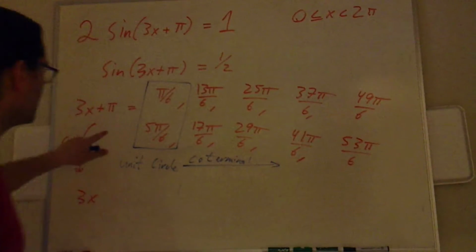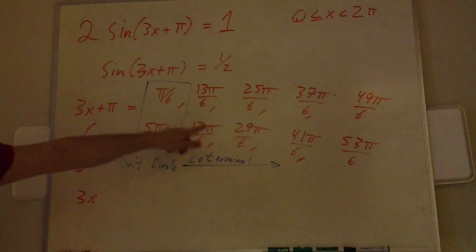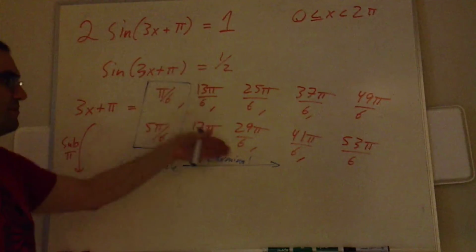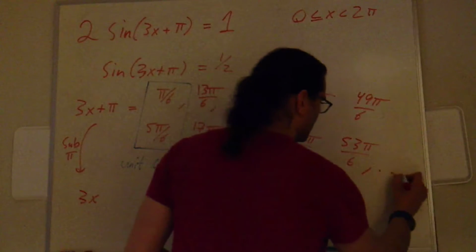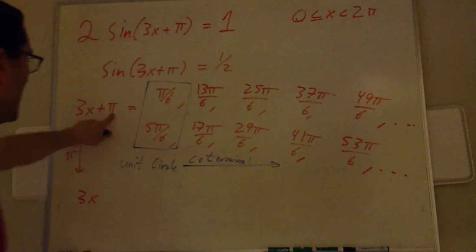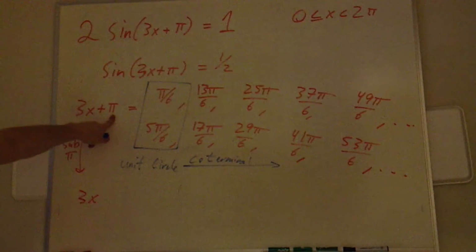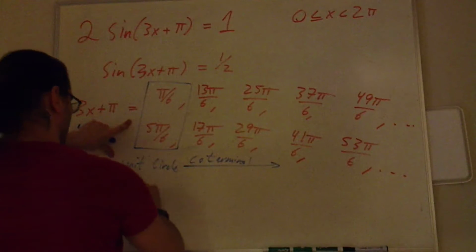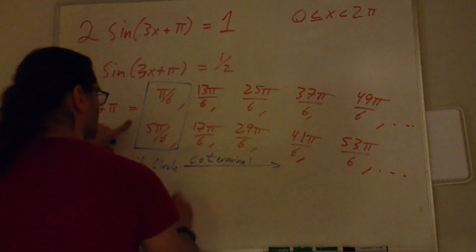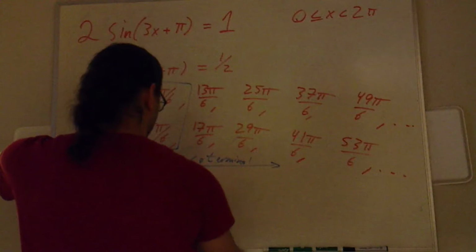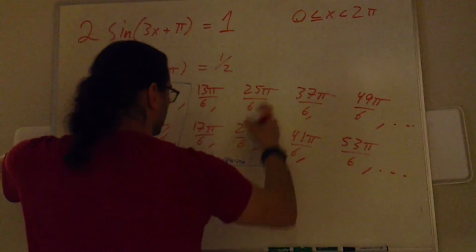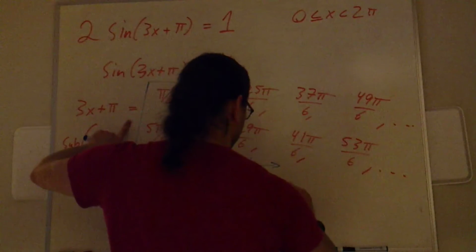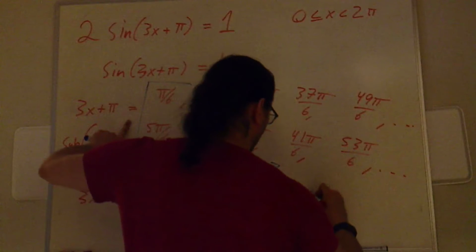Okay, subtracting pi from all of these things is going to mean a lot of common denominators, and I need to subtract it from every single one of these guys. So, pi is the same as 6 pi over 6. So when I subtract pi from this, I should get negative 5 pi over 6, 7 pi over 6, 19 pi over 6, 31 pi over 6, 43 pi over 6.